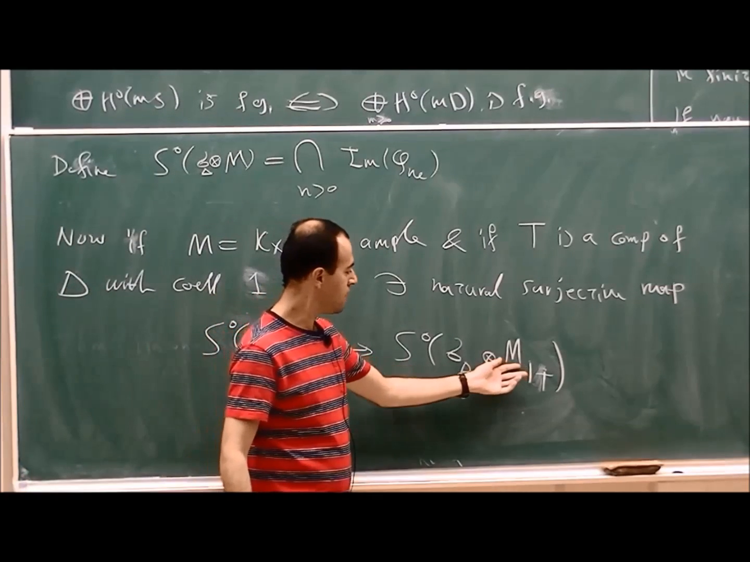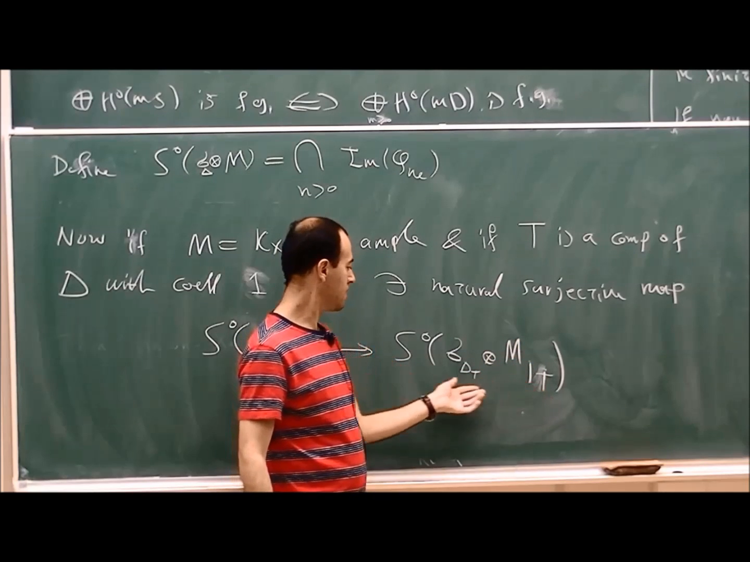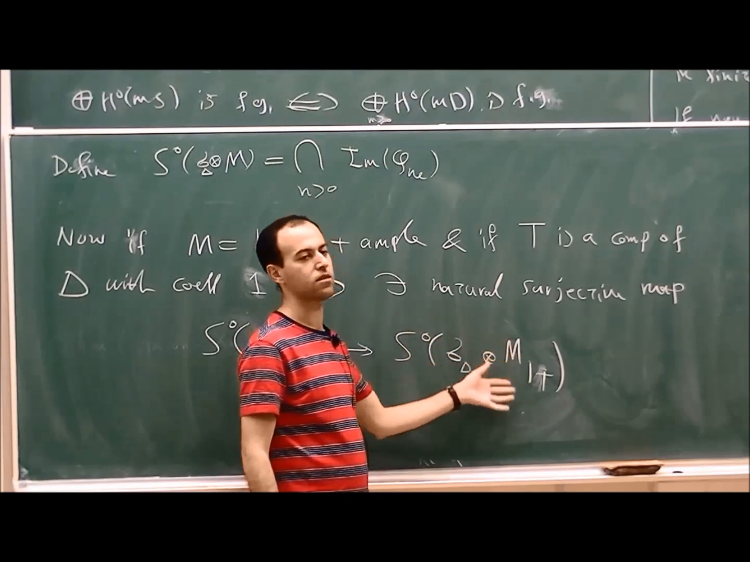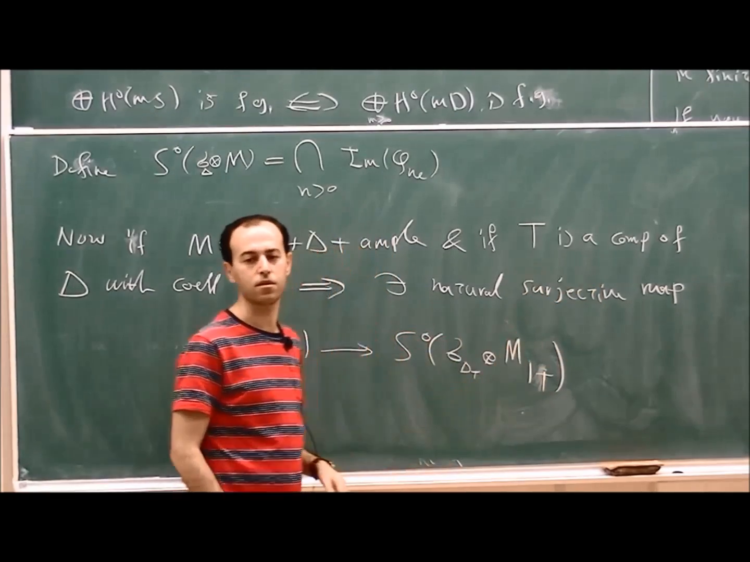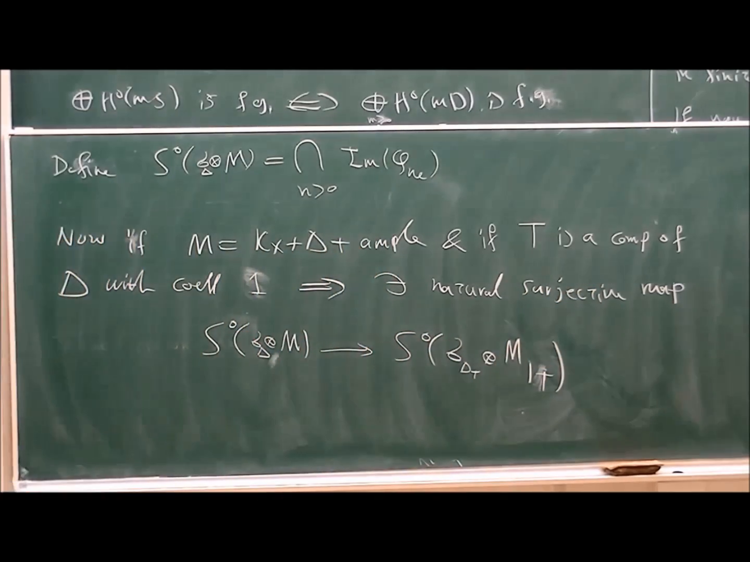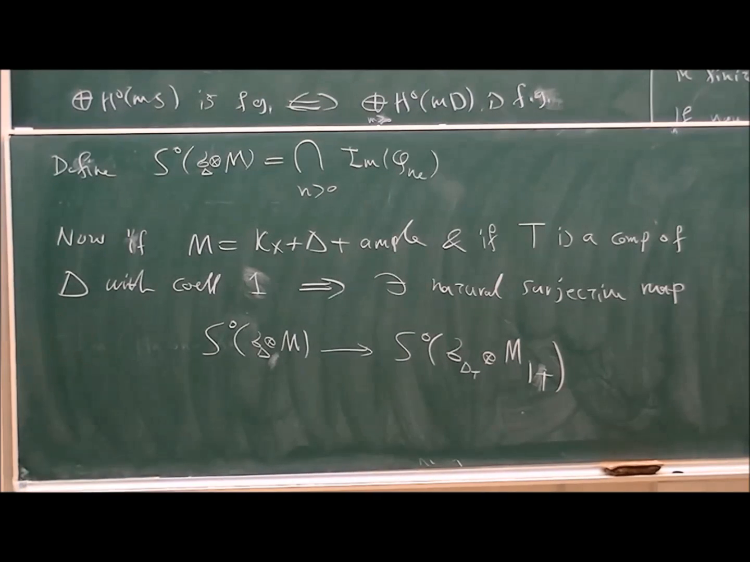And in particular, if you have a strong positivity property for M restricted to T, you can in fact identify this with something more familiar. Maybe put it as H0 or something. So that's the basic idea. Instead of a vanishing theorem, you will find this kind of technique. Okay, I will stop.